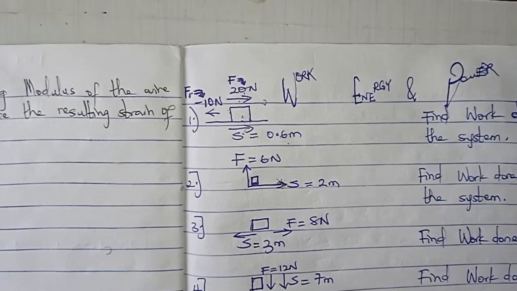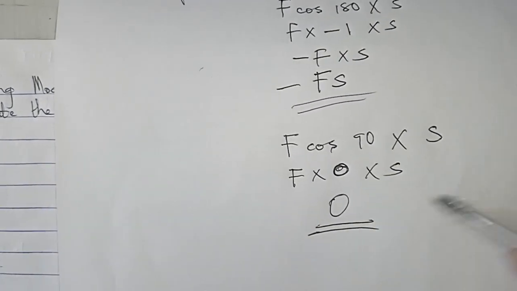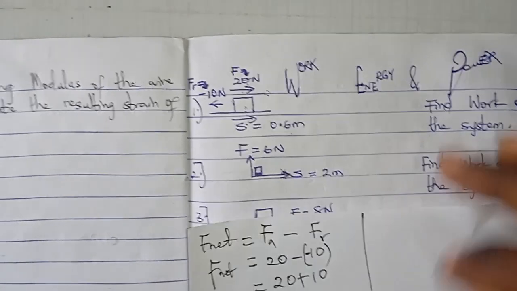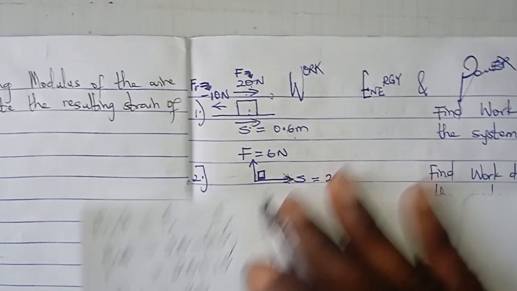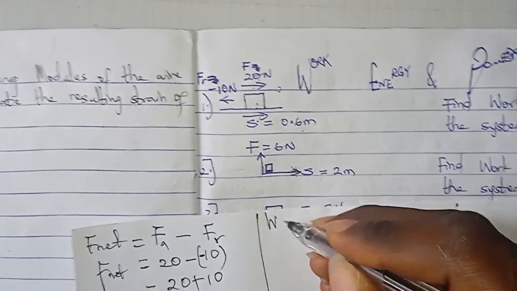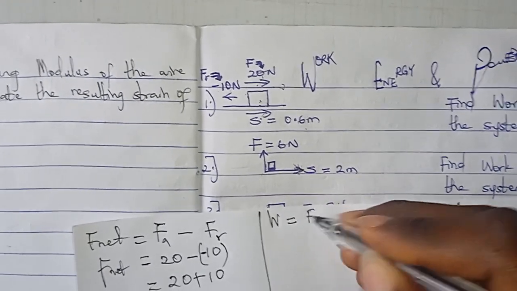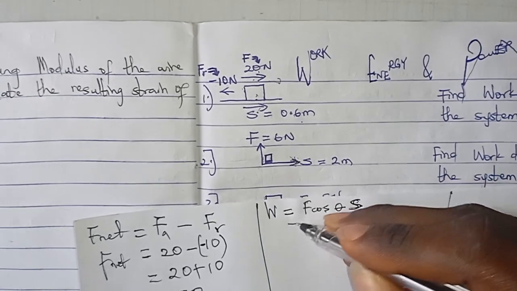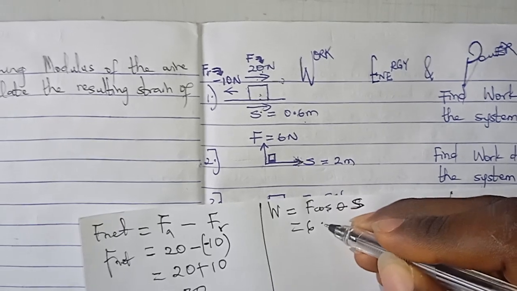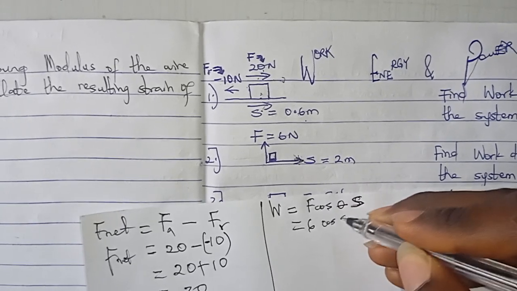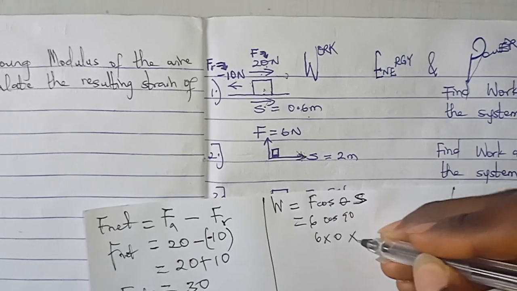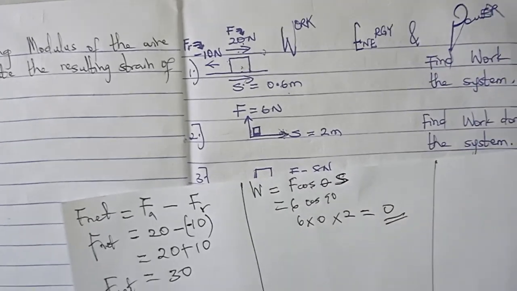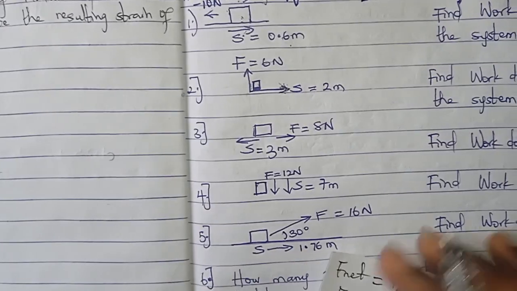So F cos 90 is 0. So everything there is going to be 0. There will be no work done there. No work will be done, because if we do work equals force cos theta times displacement, and we put 6 cos 90, which is 0, then 6 times 0 times 2, everything will give me 0. So there is no work done there. So let's move to the next one.